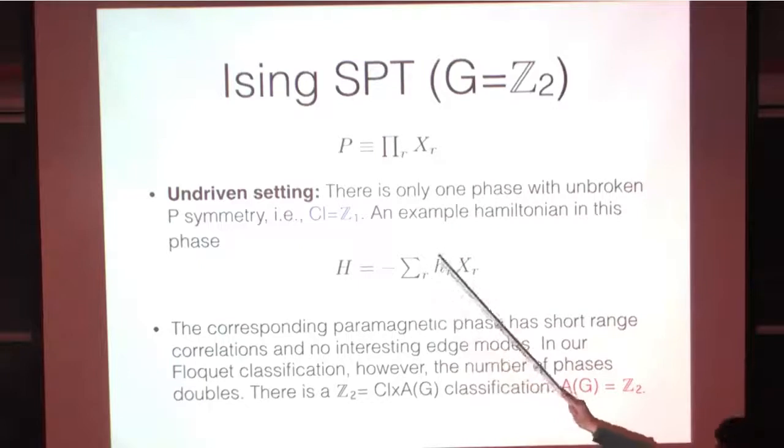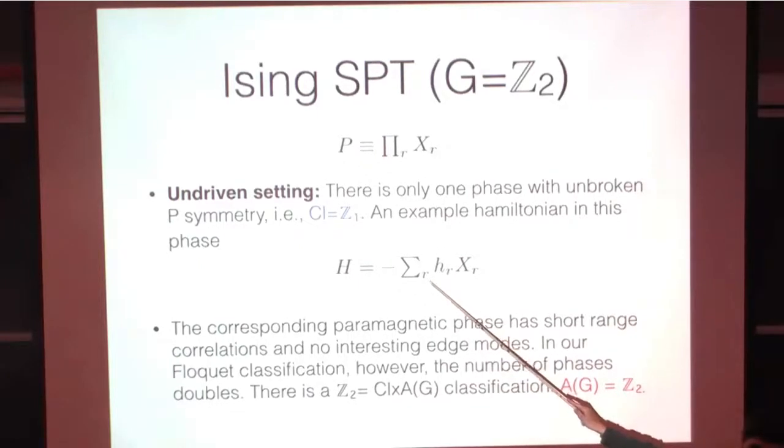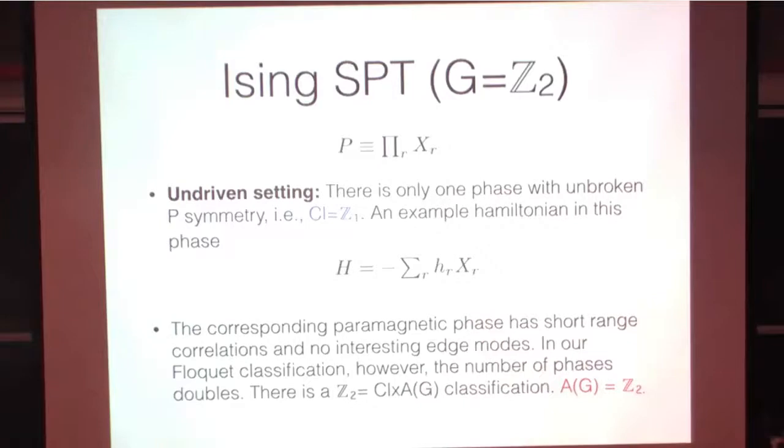Here's an example of an undriven trivial SPT with Ising symmetry. It's just a paramagnetic Hamiltonian. It doesn't have any protected edge modes, nothing like that. But it turns out that the Floquet classification for such systems is non-trivial. In fact, there are two possible Floquet SPTs: the trivial one, which behaves very similarly to this model, and a non-trivial one, which actually has an edge mode. We'll construct that shortly.